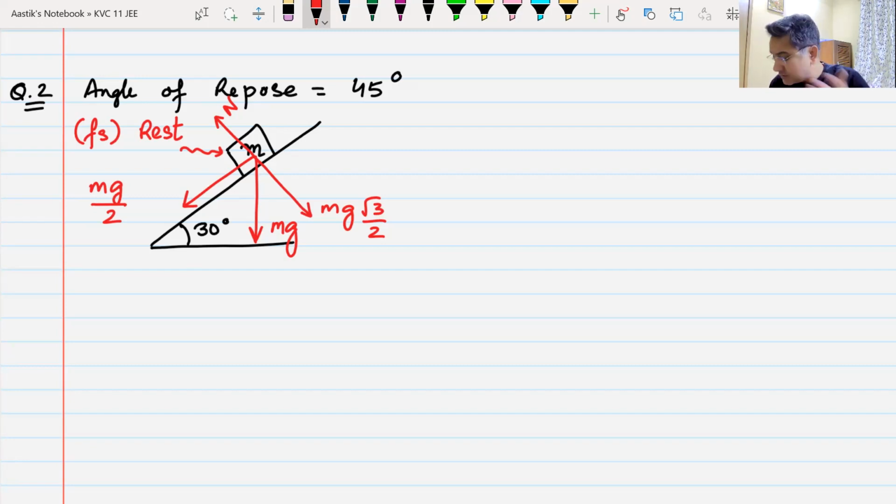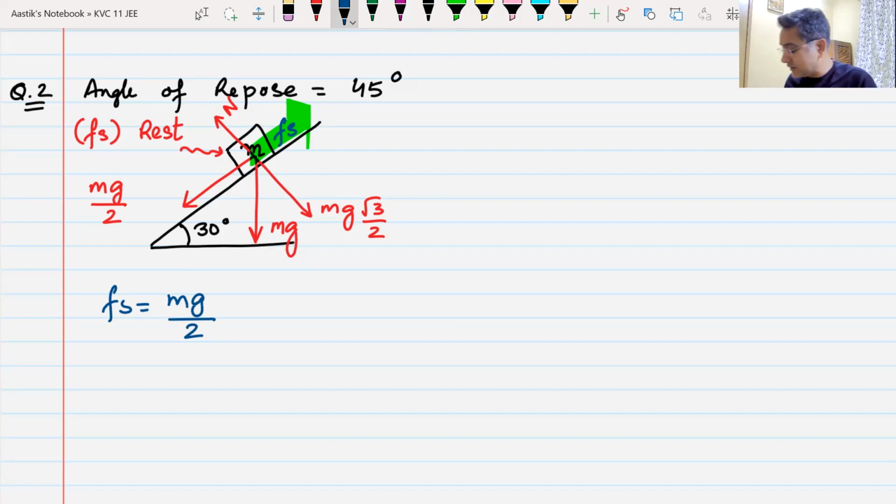Well, the body remains at rest. I draw the free body diagram and I see that the force which is trying to pull it down is mg by 2. And since I am static friction, I am smarter friction. I will apply the same force in the backward direction, Fs, and the value of Fs in this case will be equal to mg by 2. Do we understand this? This is the value of static friction in this case. Are we understanding this, or is this going above our head?